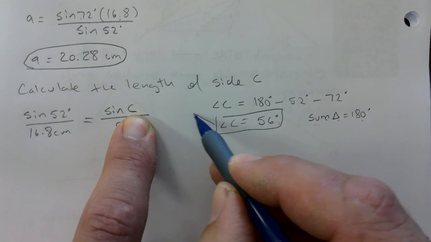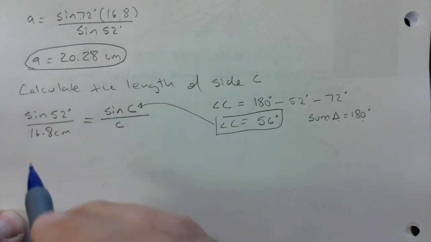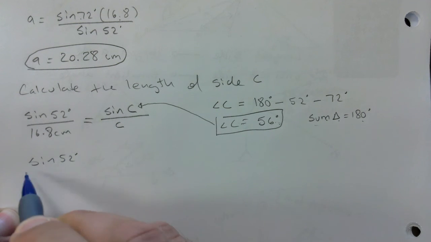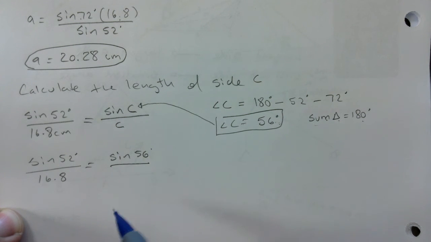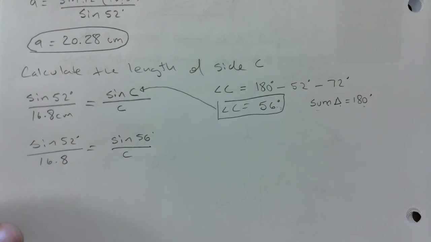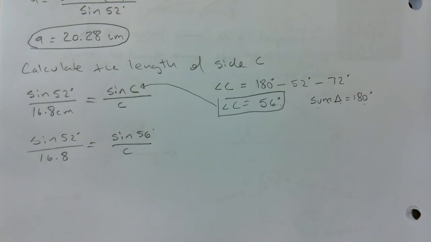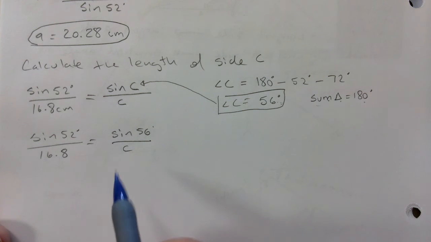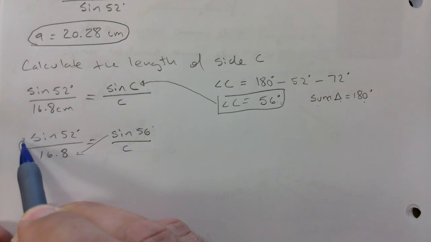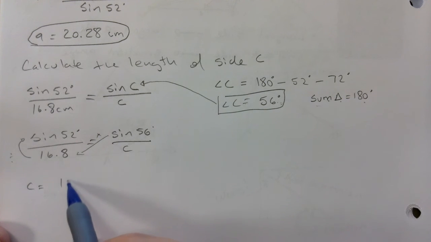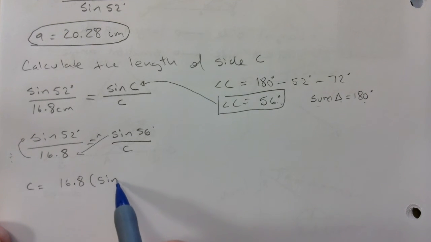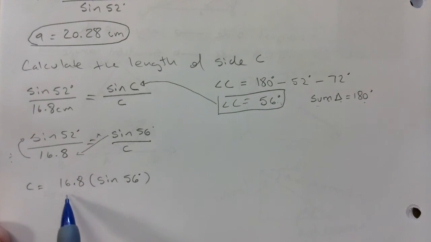Now I can plug this in and finish the calculation. So it's sine of 56, and these angles could have decimals, so don't let that throw you off. But I need to make sure you understand we're not rounding early here. You're not going to round to 2 decimals along the way. You wait right till the end. So cross multiply and divide. So C is going to be 16.8 times sine of 56 divided by sine of 52.